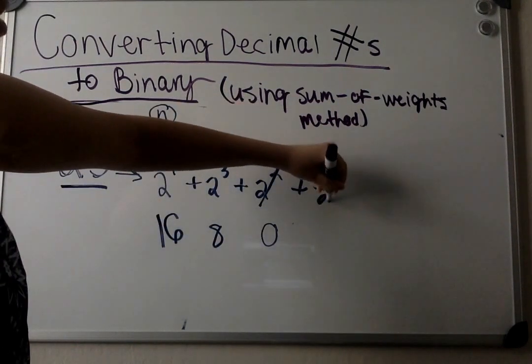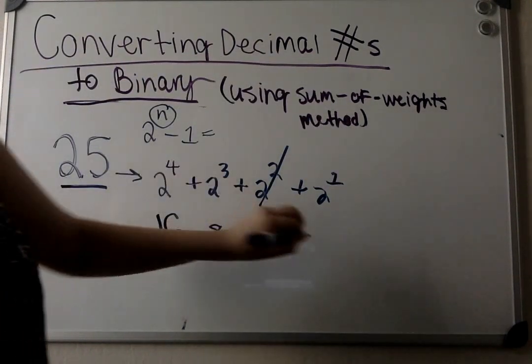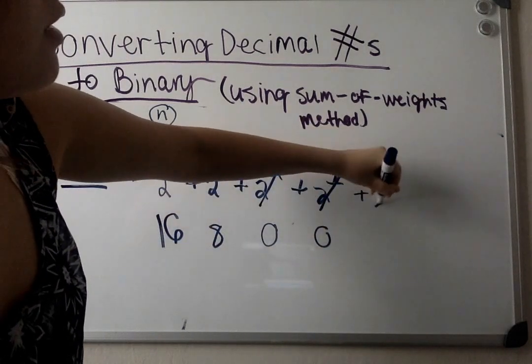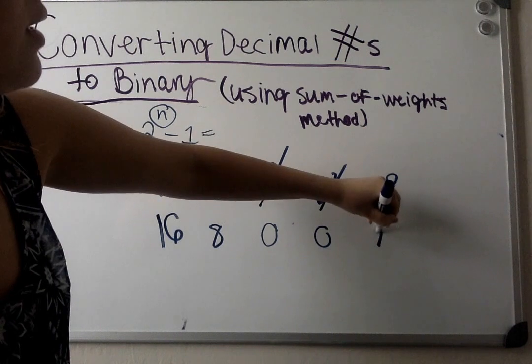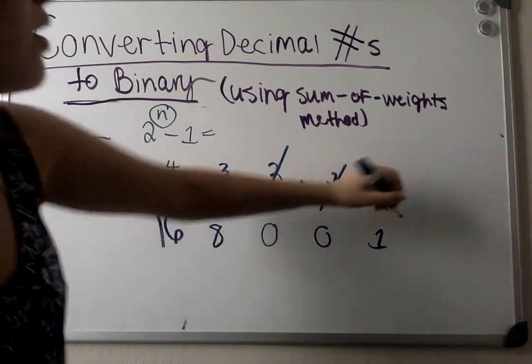Plus 2 to the 1: 24 plus 2 is 26. So it still doesn't fit. Plus 2 to the 0. Any number to the 0 is 1. So yes, 16 plus 8 plus 1 is 25.